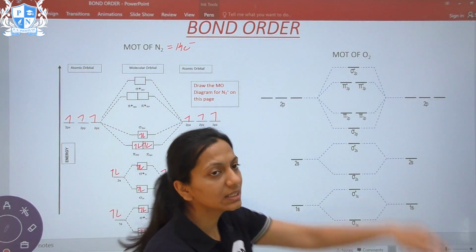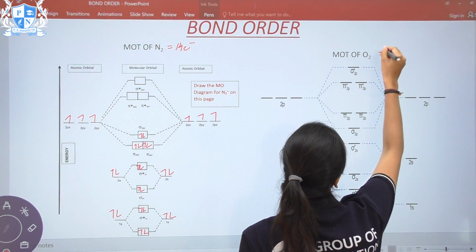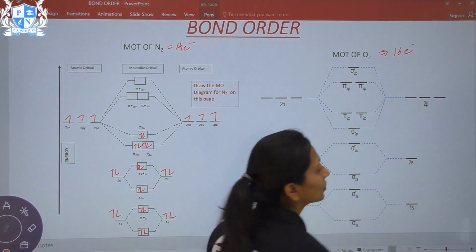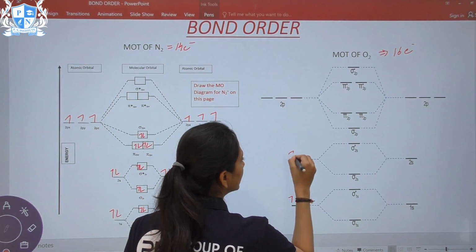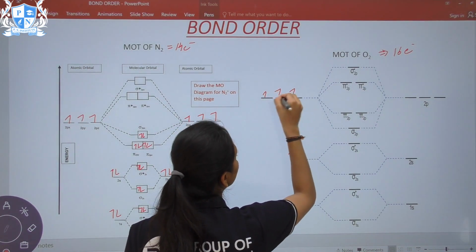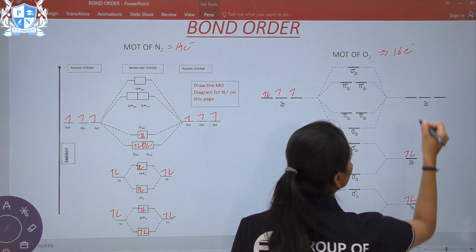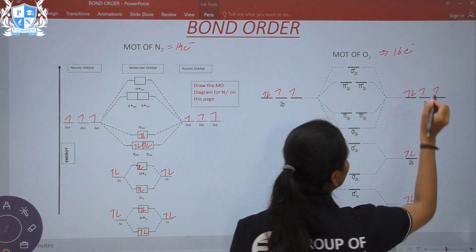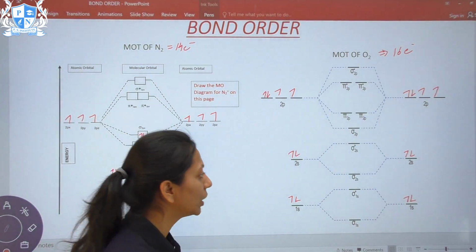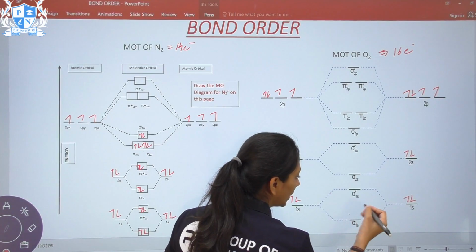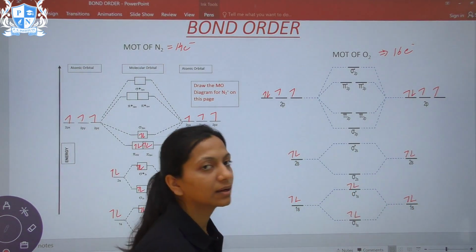In the same way for oxygen, the total electron count is 8 plus 8, 16 electrons. So first of all we will fill up the 8: 1, 2, 3, 4, 5, 6, 7, 8. In the same way we will fill up another 8: 1, 2, 3, 4, 5, 6, 7 and 8. Okay, so in total we have filled up the 16 electrons. Now we will fill the molecular orbitals. How many are there in total? 2 and 2, 4. So another 4 will be filled up in the molecular orbital.